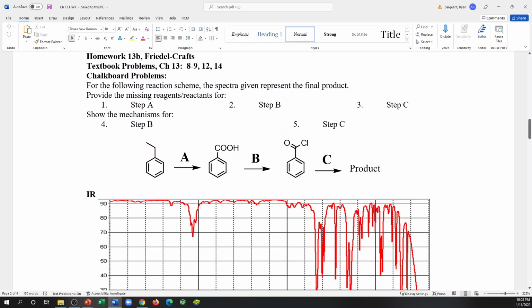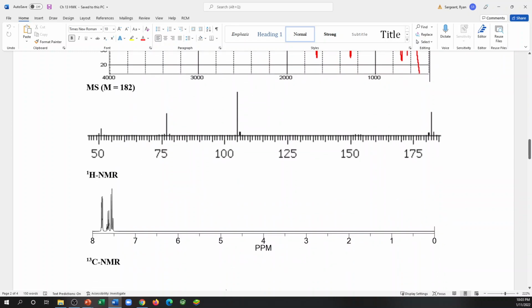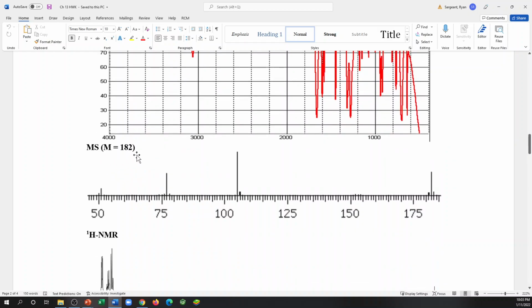In order to know what reagents to add in step C, we have to figure out what the product is, and that involves some spectroscopic evaluation. So anytime you're given the standard four sets of spectral data, here the infrared, the mass spec, the proton NMR, and the C13 NMR, and you don't have the molecular formula, the first thing you need to come up with is your molecular formula. The mass spec will give you some parameters to work under, primarily the molar mass of 182. That's a lot of molar mass to work with.